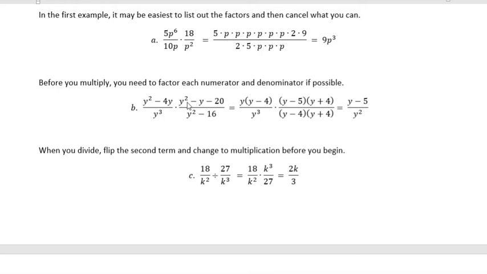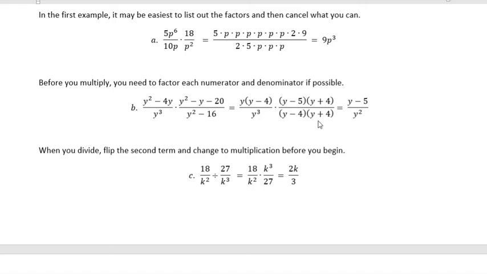And then here I can factor using a box method or whatever method you use to factor trinomials to get y minus 5 and y plus 4. And y squared minus 16 is a difference of squares, and that's y plus 4 and y minus 4. It doesn't matter which one you write first.